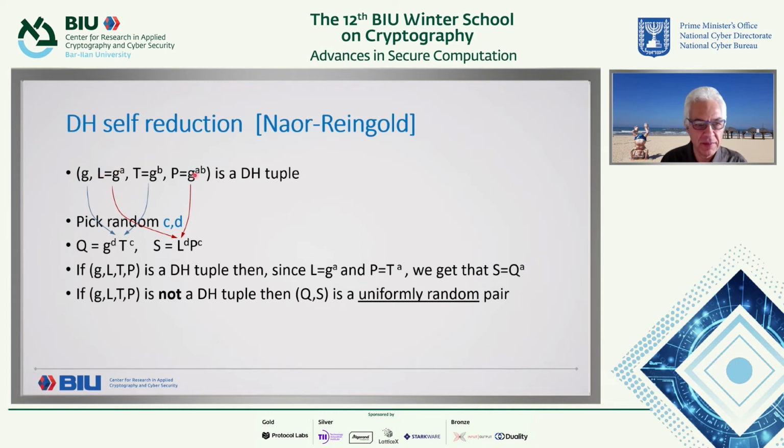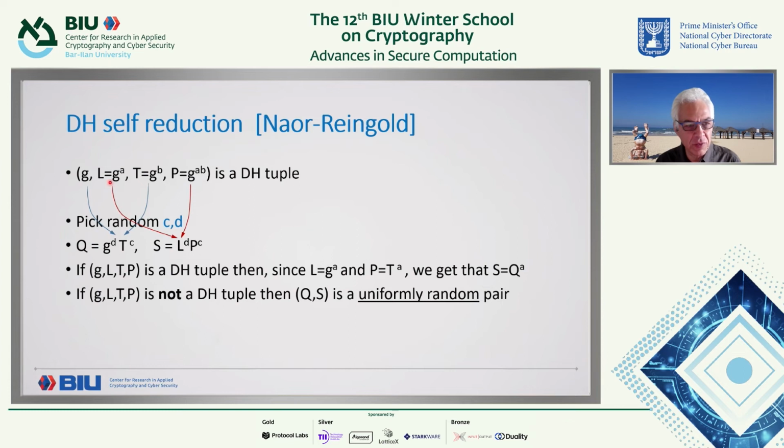So look, this is a Diffie-Hellman tuple: g^a, g^b, and g^ab. Suppose we take random values C and D, and we compute g^D times T^C. And we also take this value, g^(bD) times P^C. So basically, we take a random Diffie-Hellman tuple, take the first and third items, raise them to the power of D and C. This is the first value. Take the second and fourth items, raise them to the same powers. This is the second value.